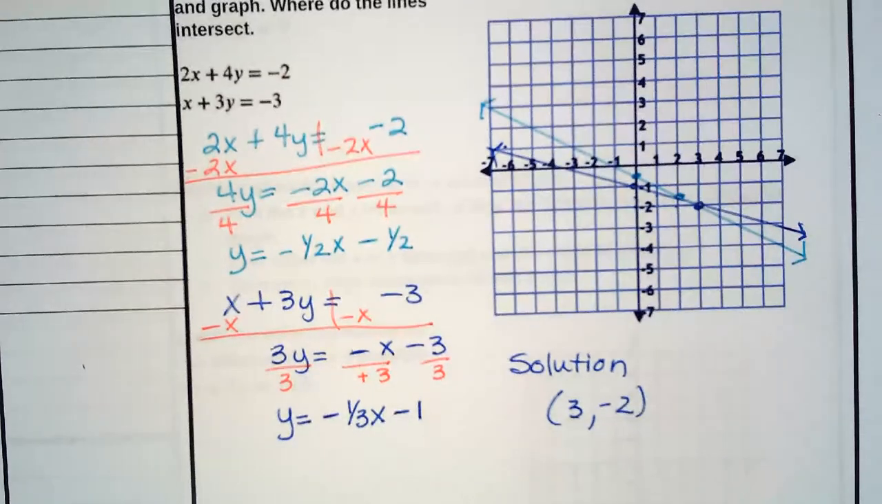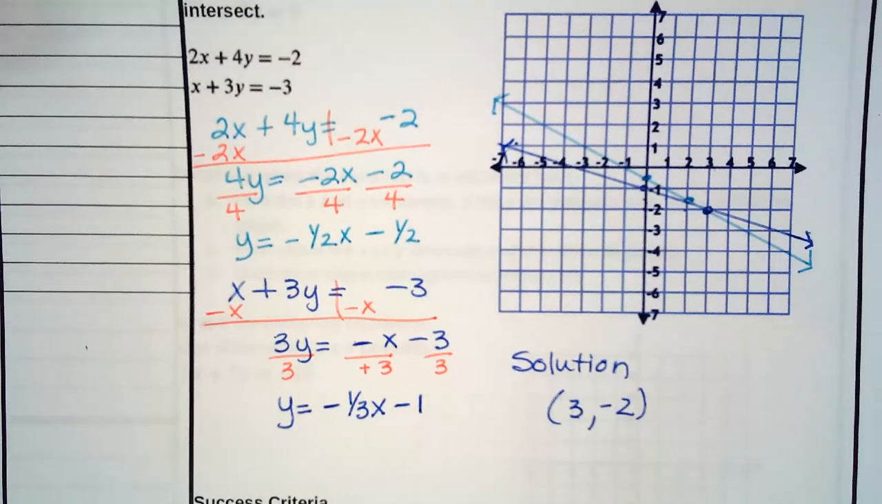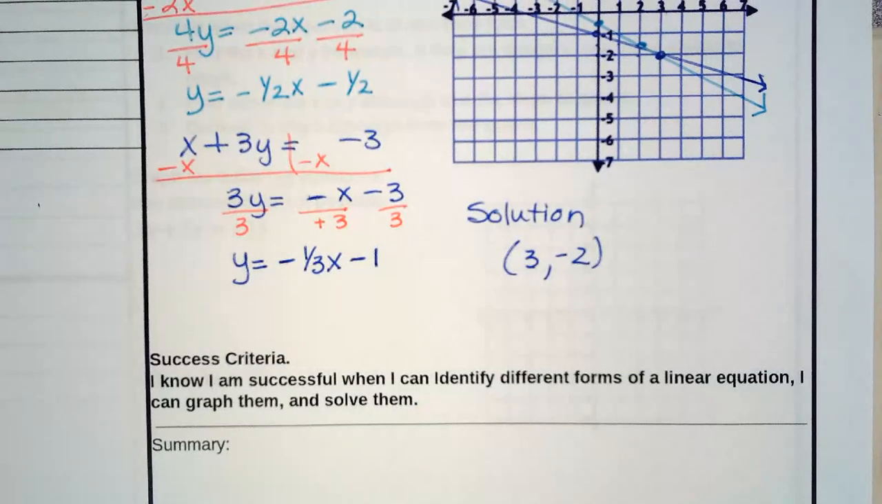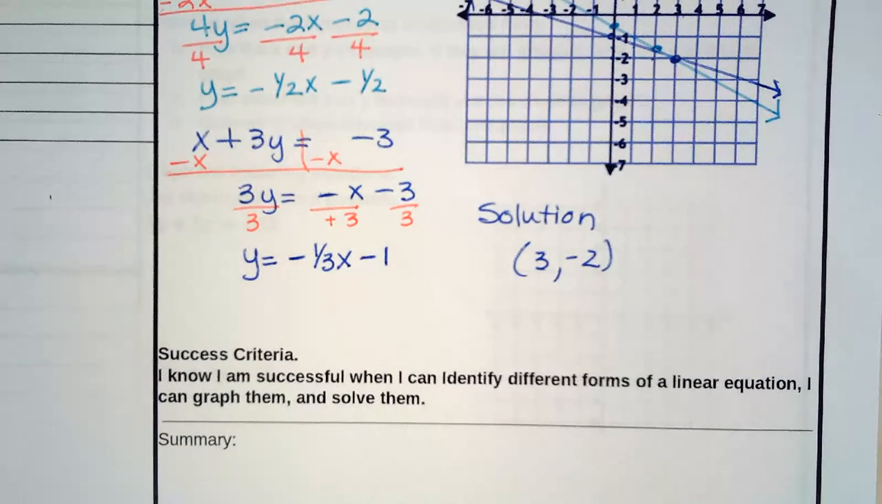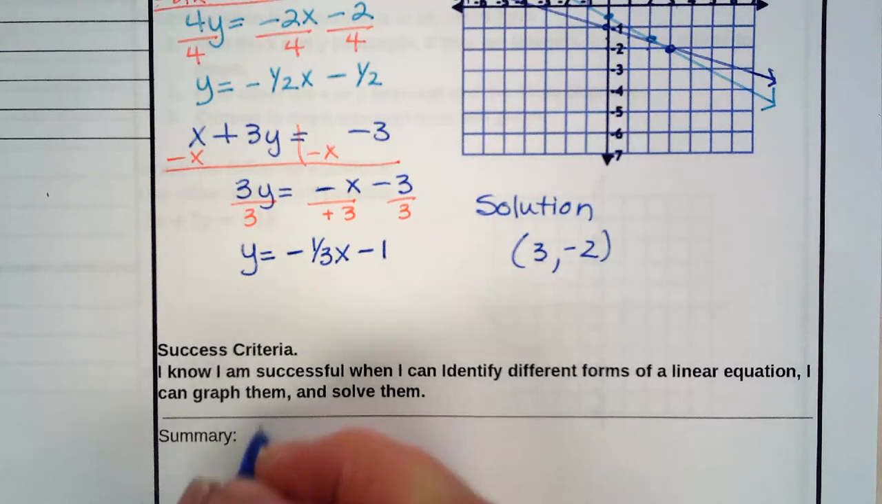And that is how you graph when they are in standard form. You can find one or both of the intercepts, or one of the intercepts and the slope, or you can change it into slope-intercept form and graph that way. How do you know you're successful? You know you're successful when you can identify those 3 different forms of a linear equation, when you can graph them and solve them.